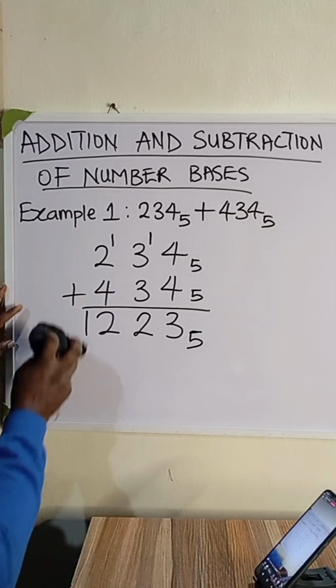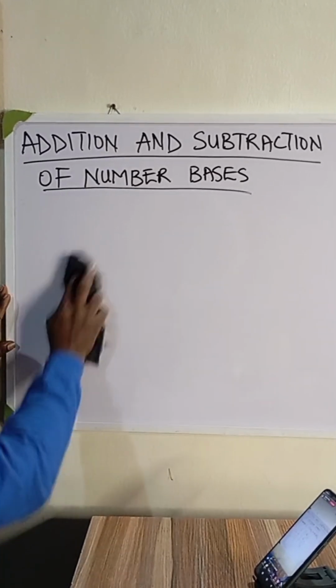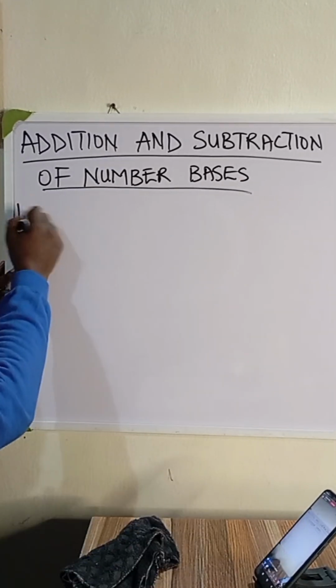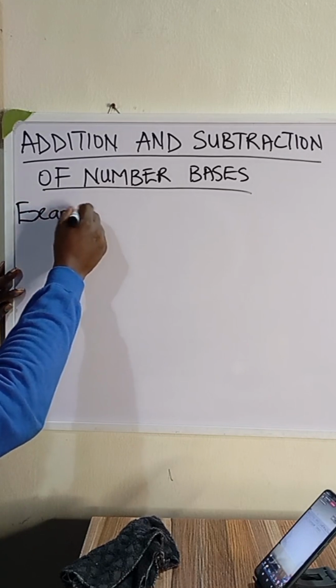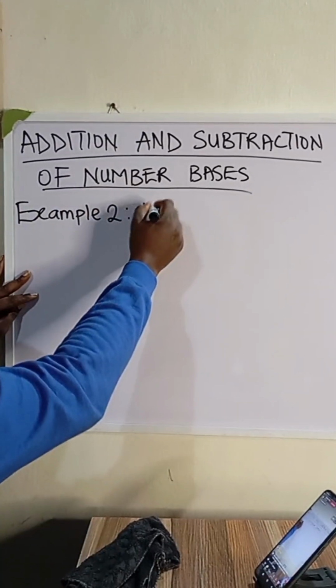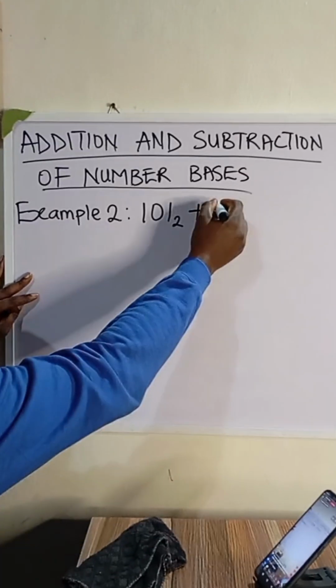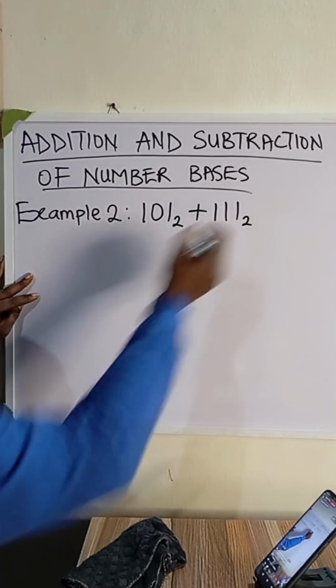Okay, let's look at another example. Example 2. 101 base 2 plus 111 base 2.